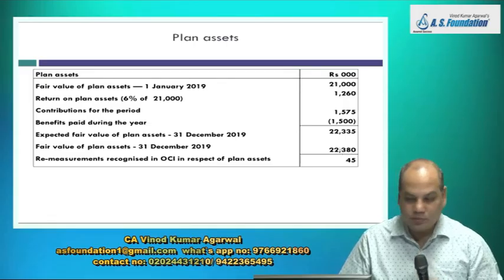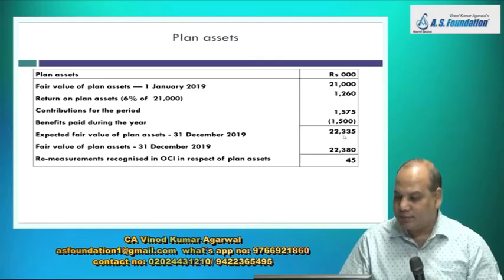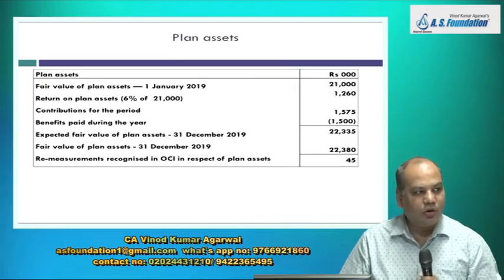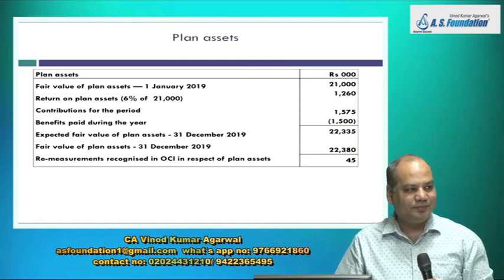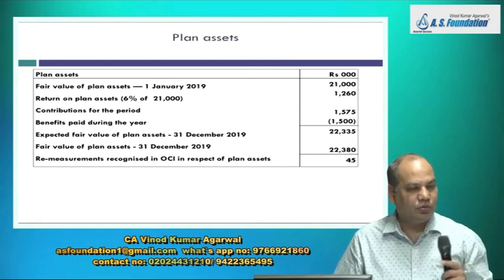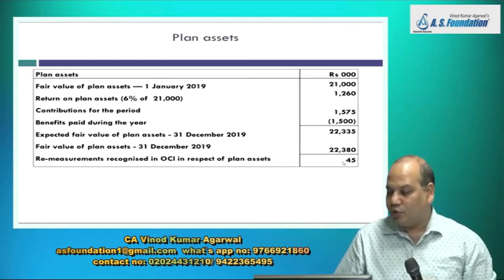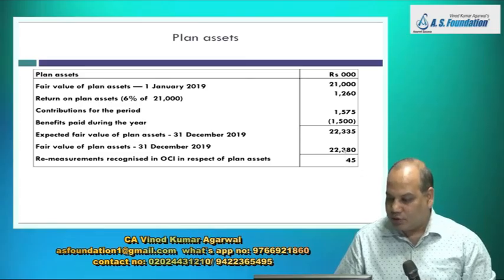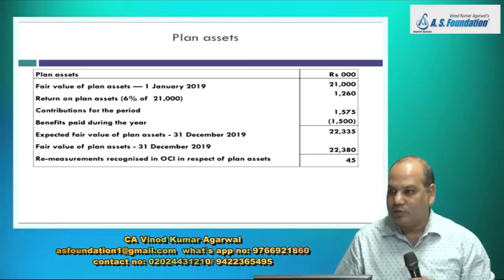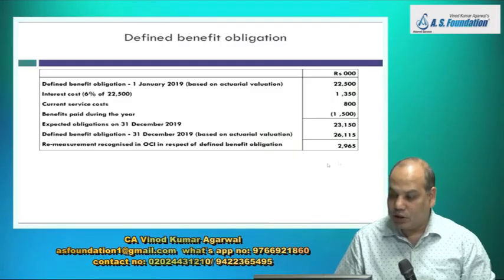This we will compare with the closing fair value of plan asset given in the problem, which was 22,380. Is it right? Now you tell me whether this is a gain or a loss item. Book value 22,335. Fair value 22,380. Is this 45 difference? The student has to answer, is it an actuarial gain or loss? Gain. All votes go for gain. Your answer is right. Value of asset is more than book value. So 45 is actuarial gain on plan asset.